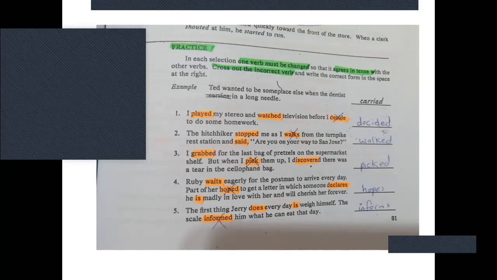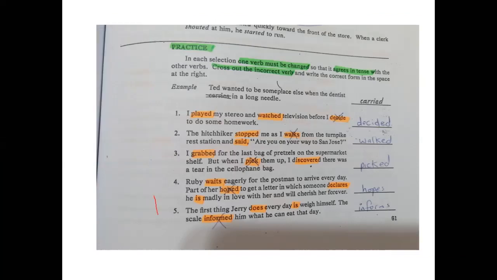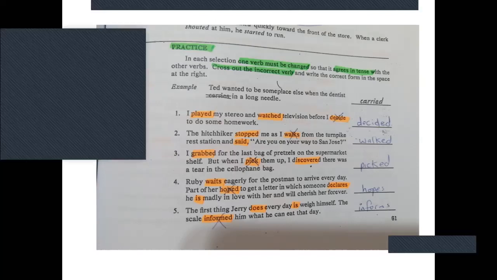Okay, so yeah, again, that is a routine. With routine, which tense do we need? Simple present tense again. So Jerry does, true, because one Jerry, one person, we add es to do, so it becomes does. Every day is simple present, weigh himself. The scale informed him what he can eat that day. So if we talk about the routine, keep it all using the simple present tense. Why suddenly say informed? So check for that and make it informs. I hope it's all clear right now, okay?